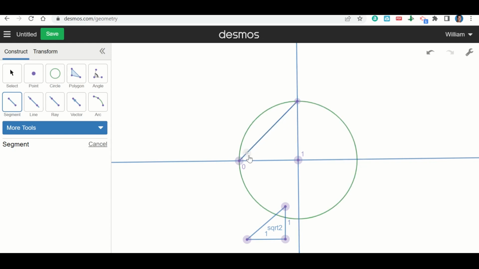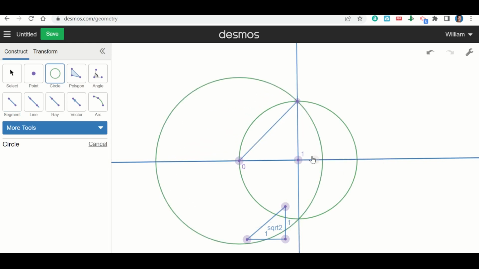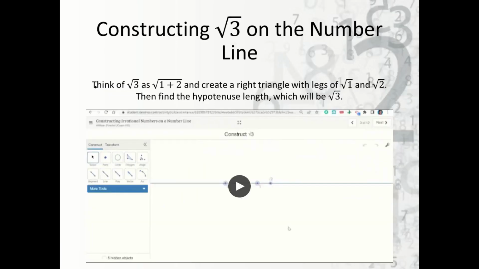Now, that's great that this is the square root of 2, but we need to bring that down to the number line. So we're going to use a circle tool and go from this point to that point there, just like that. And wherever that circle now intersects, because it's still a radius of square root of 2, so this radius also is square root of 2. So wherever the circle intersects the number line should be square root of 2. So I'm going to put a point right there, and that point right there represents square root of 2.